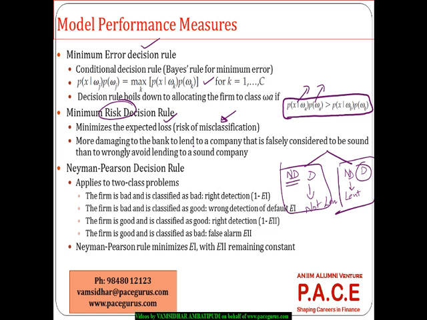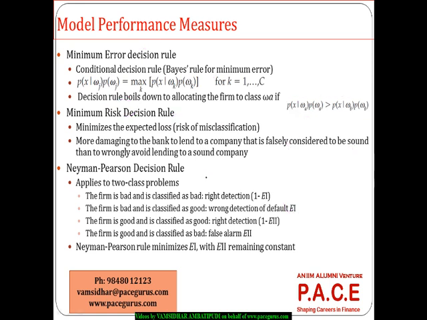There is more damage to the bank in lending to a company that is falsely considered sound than in wrongly avoiding lending. Here you have lost a customer, fine. But here you are losing money. The loss is very high in this case. So I have to differentiate between these two, and I should minimize the risk of misclassification. That is what we typically go ahead and minimize.